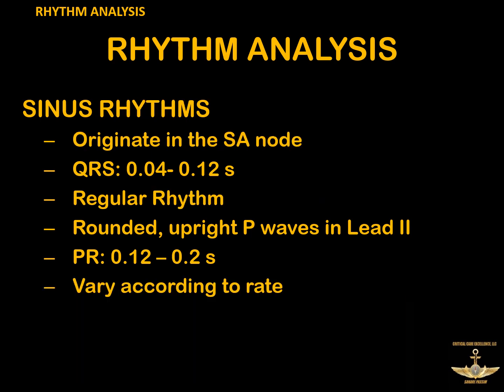So to review sinus rhythms, they originate in the SA node most of the time, so they're going to have a normal duration of QRS, 0.04 to 0.12 seconds. The rhythm is going to be regular, except for those isolated cases where it's going to be regularly irregular or predictably irregular. They will have rounded upright P waves in lead 2 for every QRS complex. The PR interval is going to be normal at 0.12 to 0.2 seconds, and their variability is going to occur according to their rate, so tachycardia, bradycardia, and so forth.